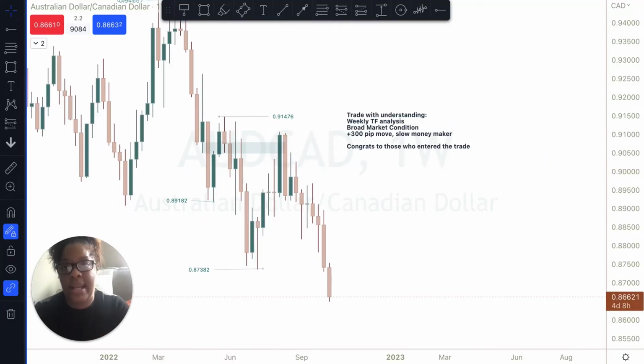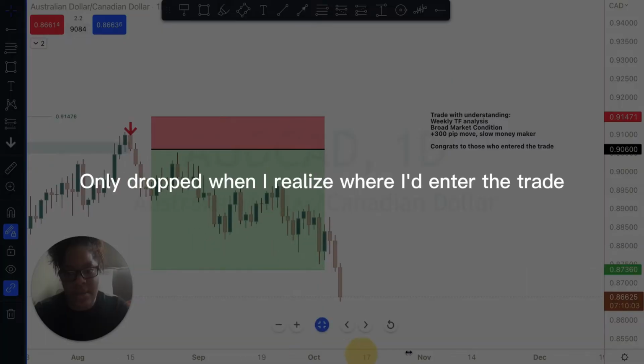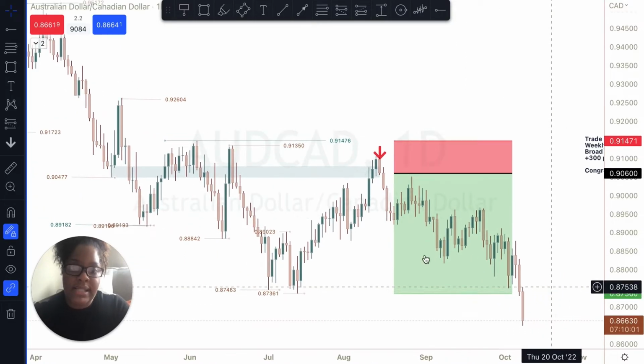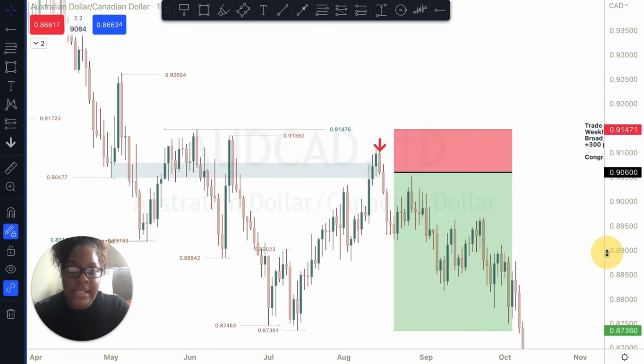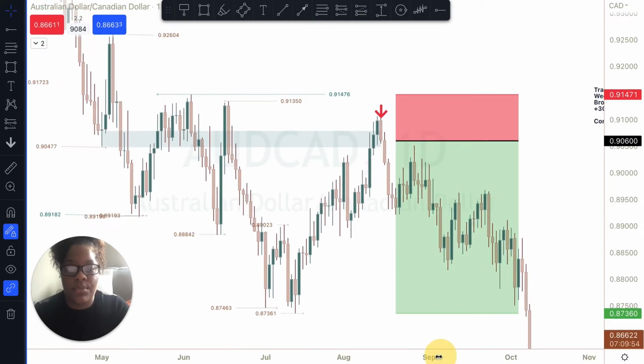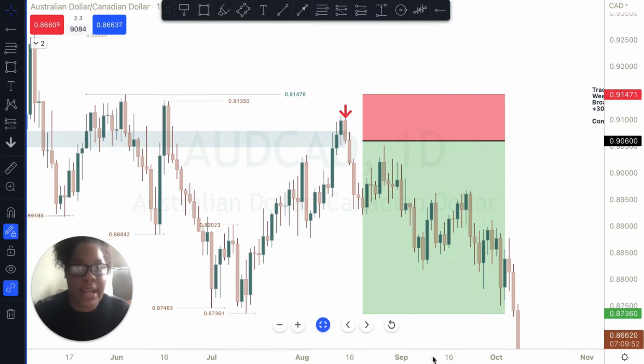And so when it finally got back to my zone, when I applied in my zone where I wanted to enter the trade, that is when I dropped down in time frames. So I dropped down to this time frame and price came back to my zone. And I want you guys to notice the candlesticks that form. So I'm a person who likes 4 candlesticks, that's it.